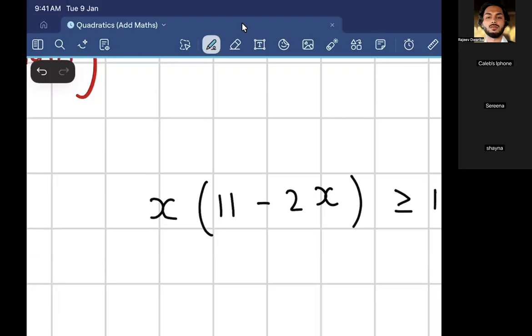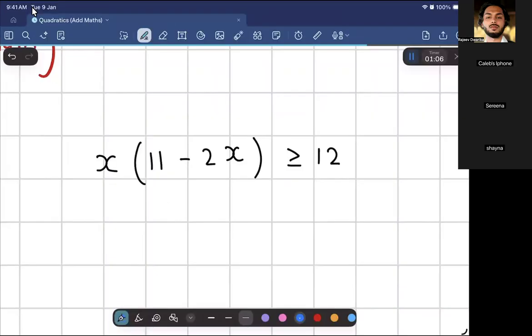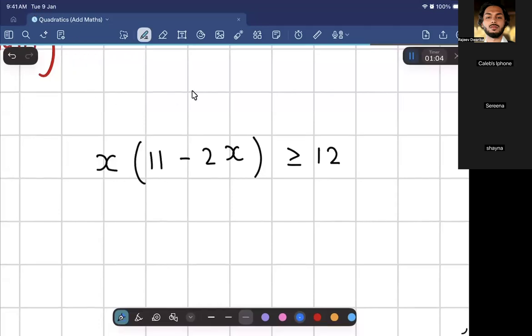Talk to me, Caleb. I'm not really getting through it. All right, so Caleb, to do this question, first things first, does this look like a quadratic? Just by looking at it, does it look like a quadratic? No. So here you have to rearrange this and make it look like a quadratic. Do you remember the general form of a quadratic?